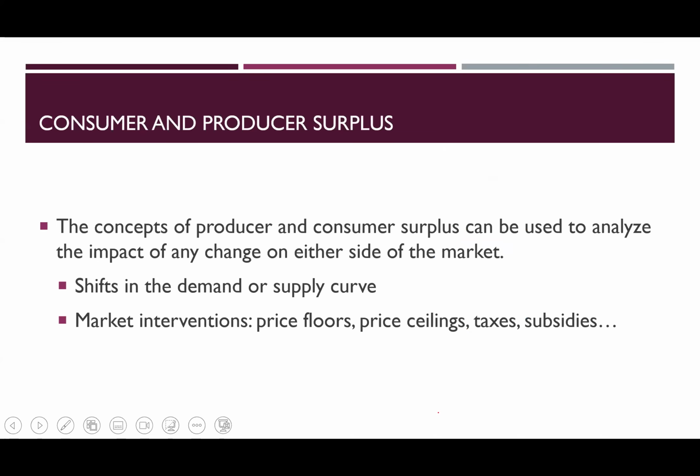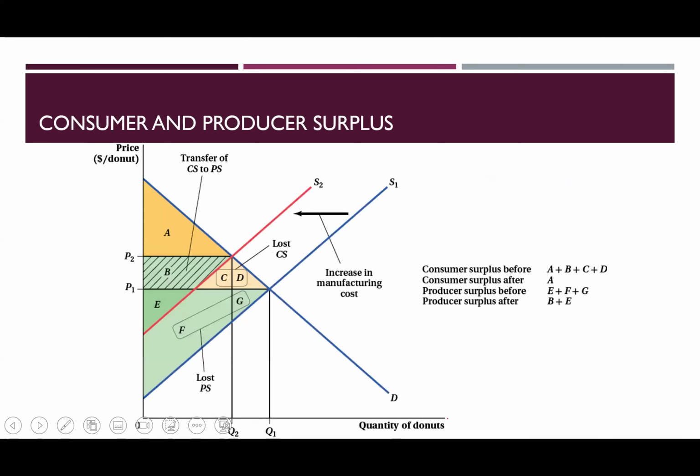Like I mentioned before, we're going to use these concepts of consumer and producer surplus to analyze impacts of different interventions on the market. And so we can see an example of what that impact might look like. In this case, we have an increase in manufacturing costs causing a decrease in supply. It's shifting back up and to the left.